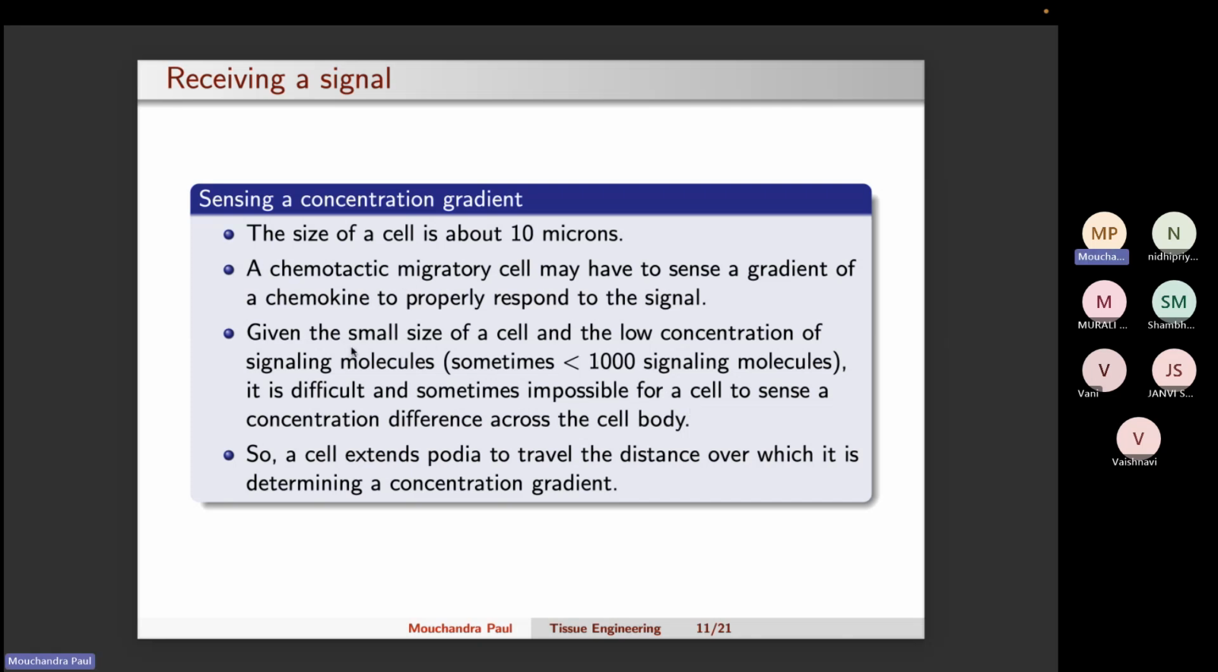So what it does to overcome this problem is that it usually extends lamellipodia. We saw this while understanding the cell migration process, right? The cell extends its membrane to form lamellipodia, and as it does so, it is trying to determine a concentration gradient, meaning trying to understand in which direction it has to move.